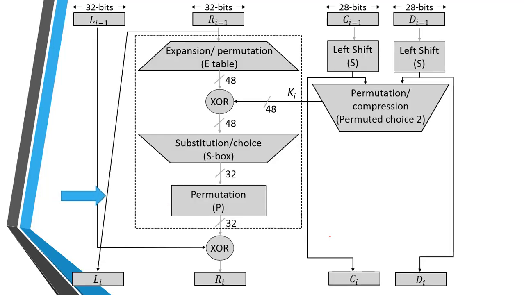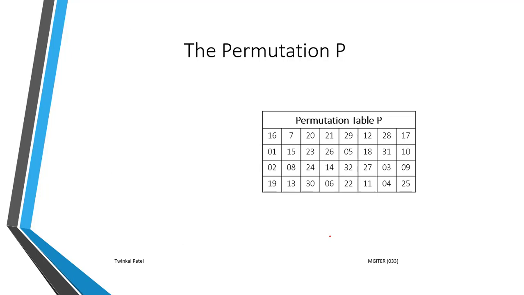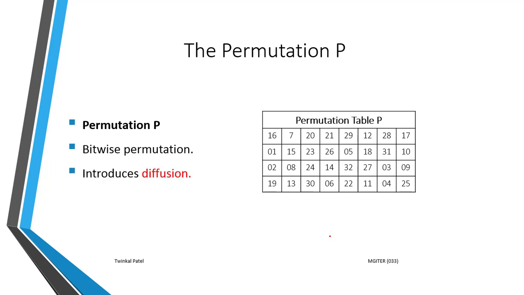Next we will see the permutation. So the S box output is 32 bits. Now we are going to give the 32-bit input to the permutation, and the permutation table will give us a 32-bit output. So here it is a permutation table which will rearrange the bits of the output of the S boxes. It also introduces the diffusion.